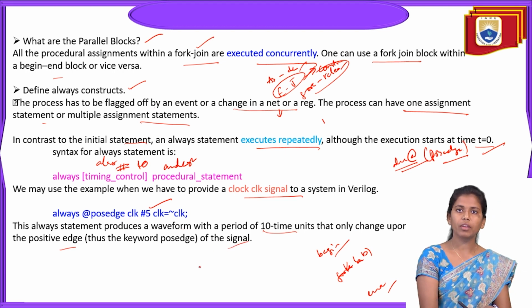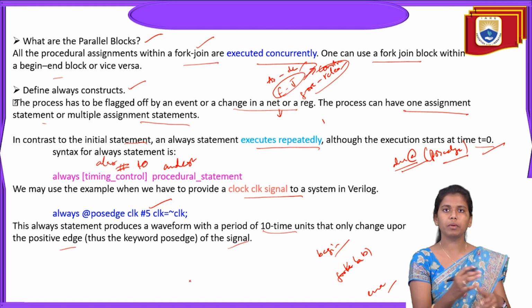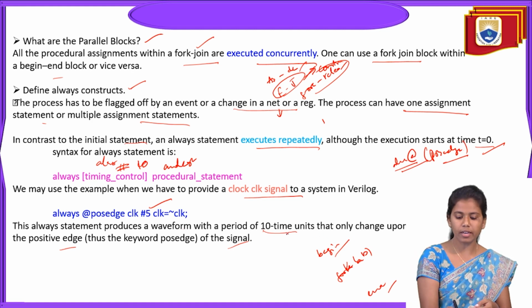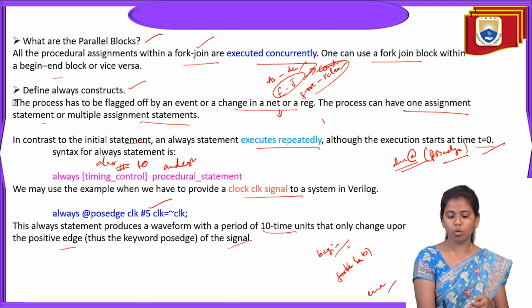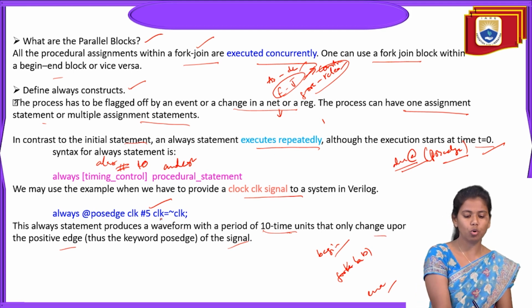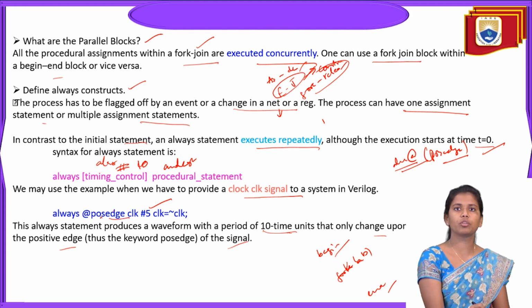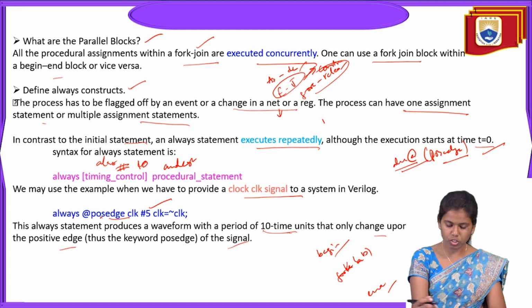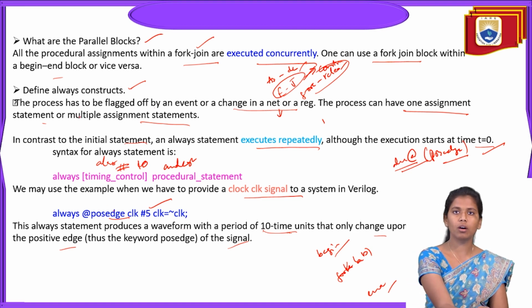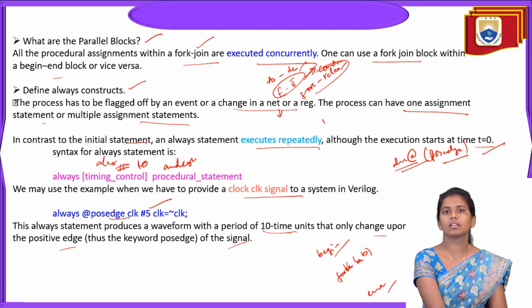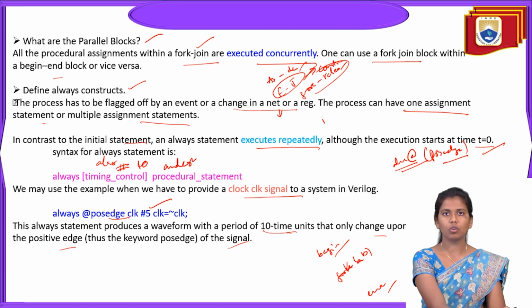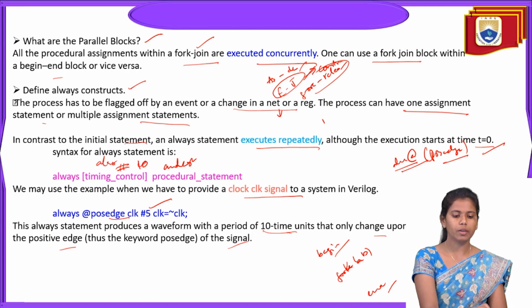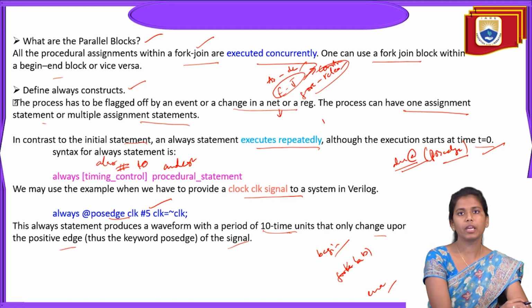We can change the delays, or change the 10 nanoseconds of units, that only change upon a positive edge. Only at this positive edge can the 5 nanoseconds of delay be altered or changed. This can be observed only if you are considering the always construct. So this is about the few definitions pertaining to behavioral modeling.